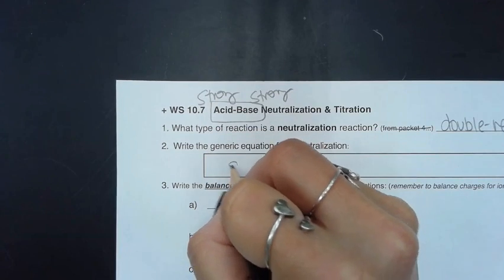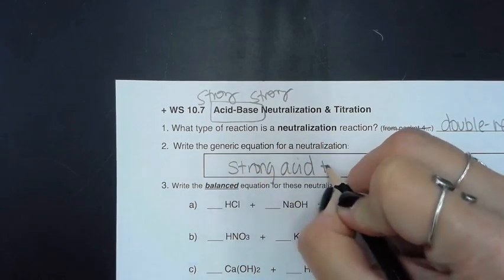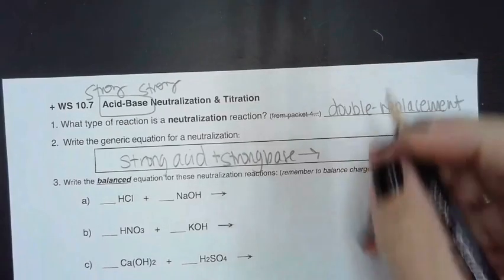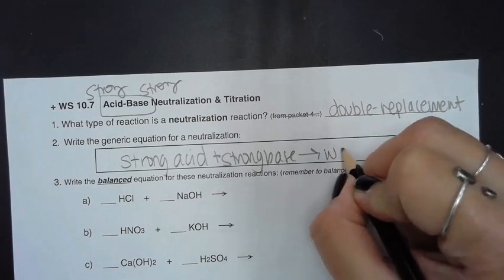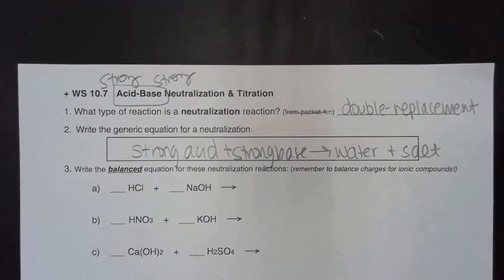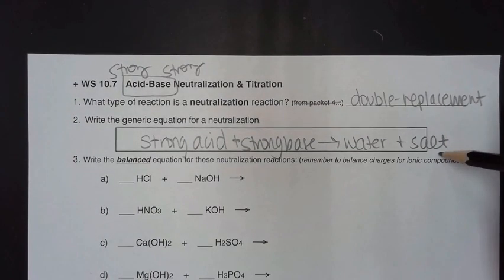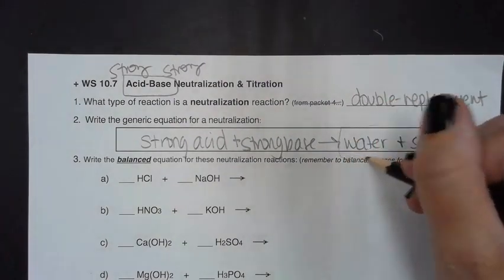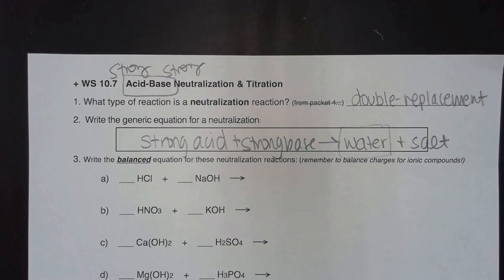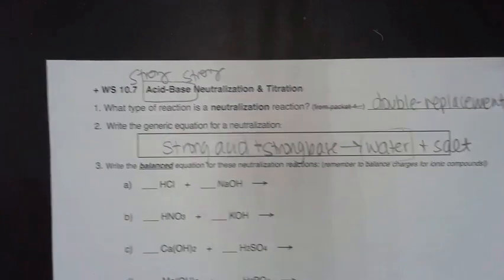So we've got our strong acid plus our strong base, and they make water and a salt. Salt is a generic word for an ionic compound. This will be soluble in water. And so this right here is, if we were only writing a net ionic equation, what it actually makes.